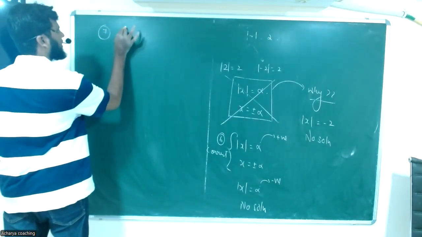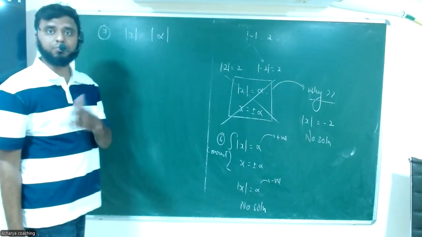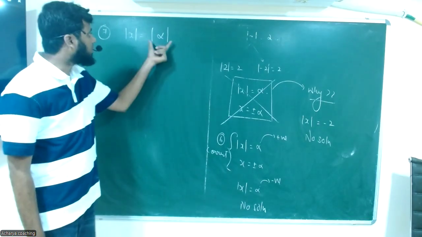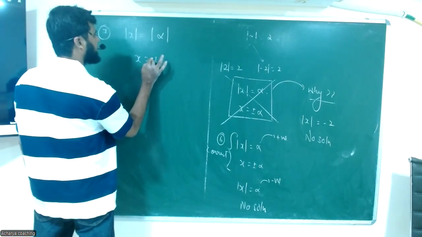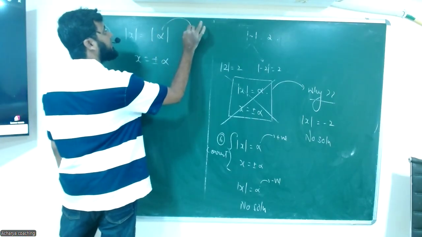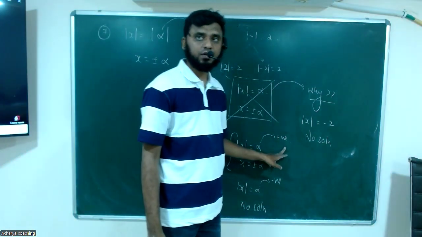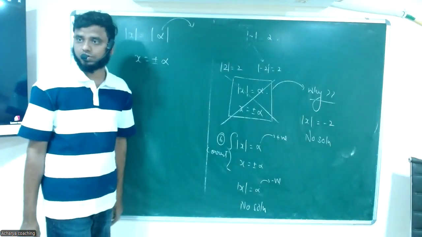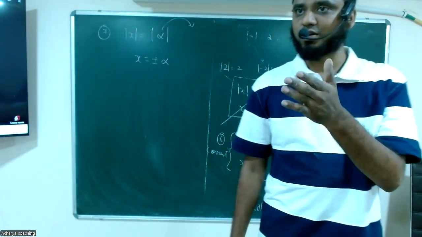7th. If I have modulus of x equal to modulus of alpha, now alpha can be positive or negative. Anyway, modulus of alpha is positive, here also positive. In this case, x equal to plus or minus alpha. Here alpha can be anything. In the earlier case I told alpha should be positive. Any doubt?